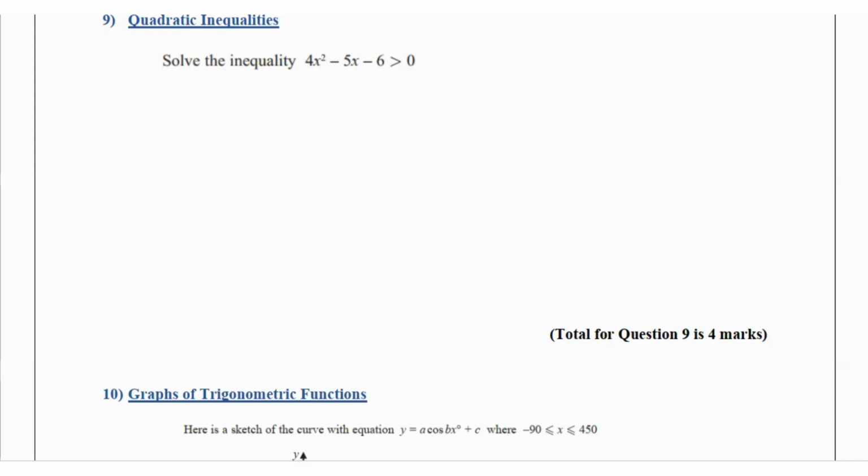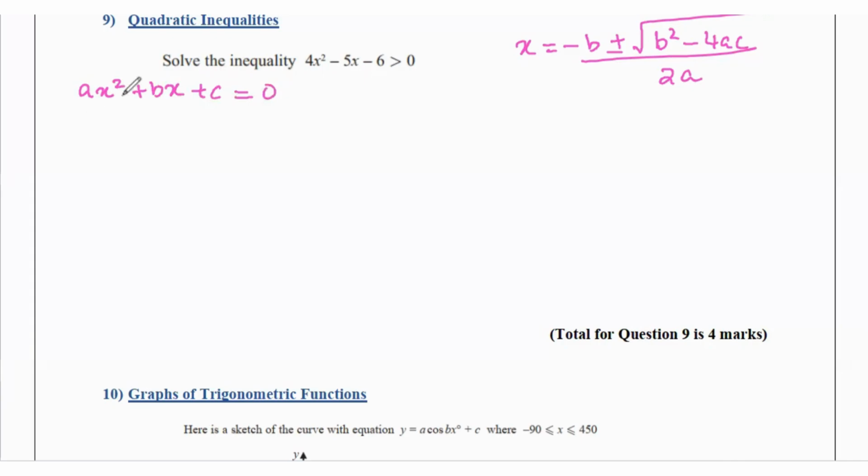So if we use the quadratic formula, x equals negative b plus or minus the square root of b squared minus 4ac, over 2a. So the values of a, b, and c are determined from our equation. Quadratic equations come as ax squared plus bx plus c, where a is your coefficient of x squared, b is the coefficient of x, and c is the constant. So in our case, a is 4, b is negative 5, and c is negative 6. Once you've identified your a, b, and c values, you substitute them in the formula.